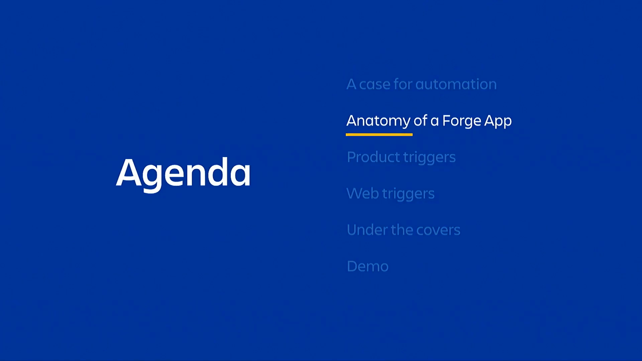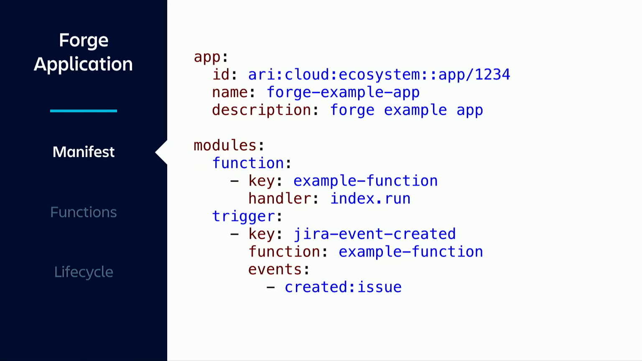So let's just have a quick look at the insides of a Forge application. The main file describing the whole application is the manifest. It's just a YAML file containing some metadata about the application. It also contains different modules. The main module, the very basic one, is a function, and it's just a reference to a source file and a method. Then there are other modules that build upon that.